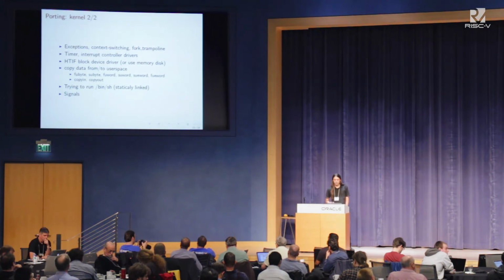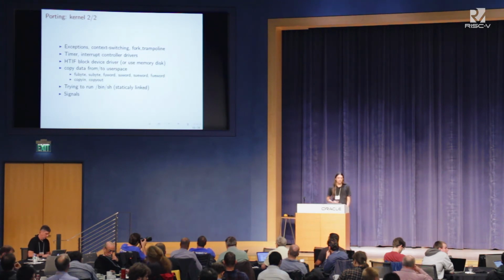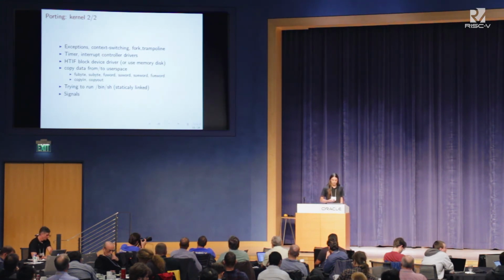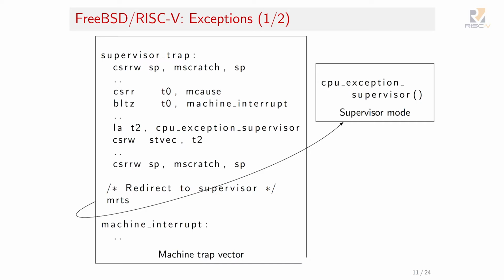And we need to work on lots of functions to copy data between kernel and user space, like fetch user byte, store user byte. There's lots of assembly functions we have to implement before we go into the next step. And once we get all of this, we can try to compile bin shell statically, because we don't have any runtime linker yet at this step. And we can put it to memory disk, or we can write a block device driver. I started with memory disk. And signals is the last thing we need, because even bin sh doesn't require implementation of signals, but other shells like bin csh require it.